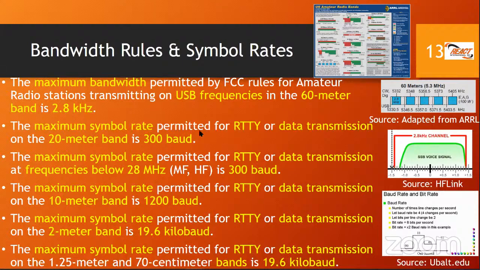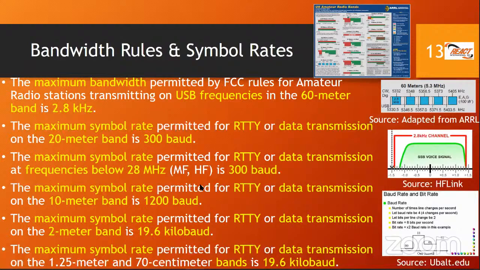The maximum symbol rate permitted for RTTY or any data transmission on the 20 meter band is 300 baud. I'll show a little chart in a bit that shows that 300 baud applies to any frequency below 25 megahertz. So we just need to learn that for the 20 meter band, it's 300 baud. The maximum rate for RTTY or digital transmission on frequencies below 28 megahertz is 300 baud.